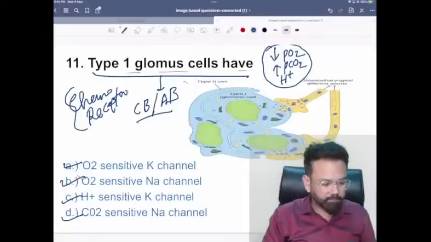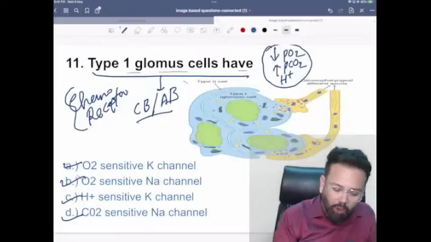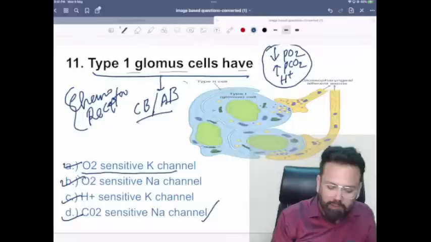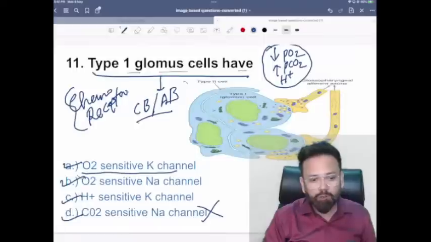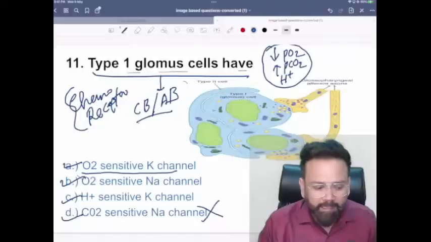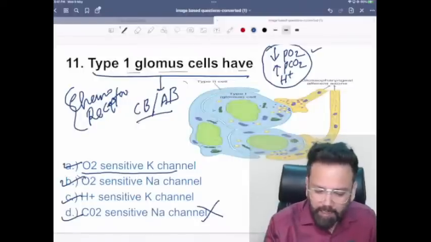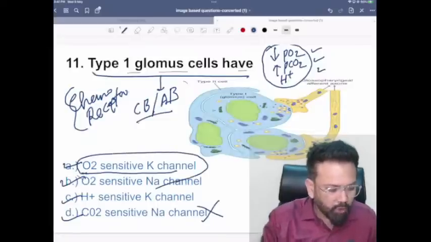Yes, they are sensitive to hypoxia mainly. So answer is oxygen sensitive potassium, not carbon dioxide sensitive. Oxygen sensitive potassium channel. Okay, this is a repeat MCQ for FMG examination. Please don't forget, glomus cells are part of the chemoreceptors in the carotid body and aortic body, and they are sensitive to hypoxia, hypercapnia, and acidosis, and they have oxygen sensitive potassium channel.